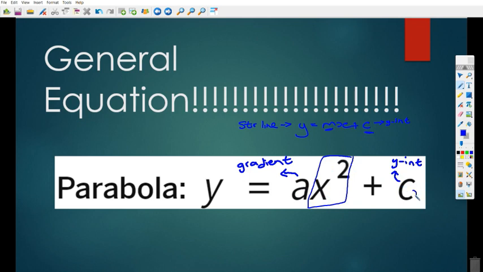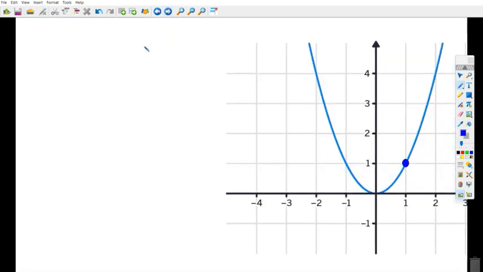Still got a gradient, still have my y-intercept, but also in the parabola, the c value is not only the y-intercept, it's also my, what's the special point of a parabola that we've learned? Where it turns, my turning point. So my c value can be two things, my y-intercept and my turning point, of my parabola. So if I look at this and we want to go find the equation of this parabola, firstly, where do I start? I always start with my general equation.